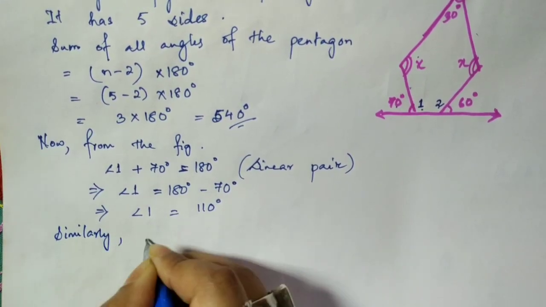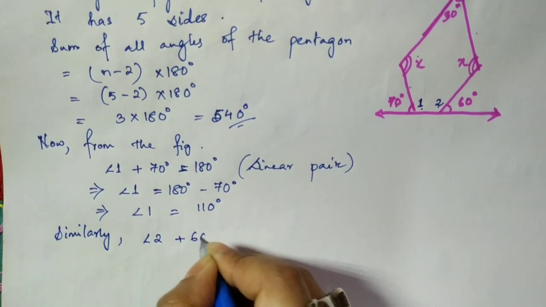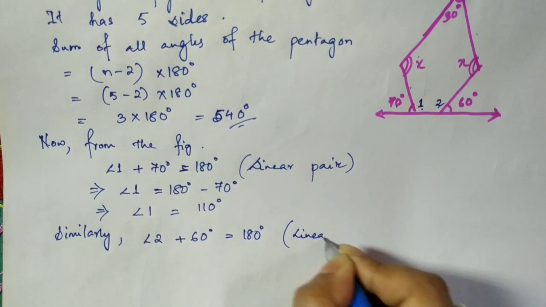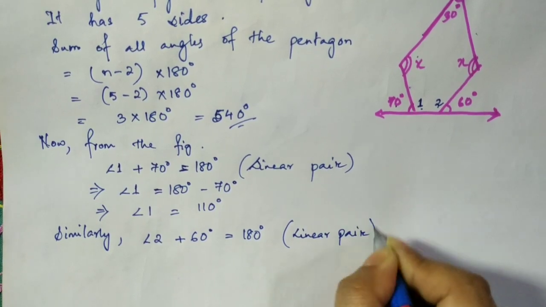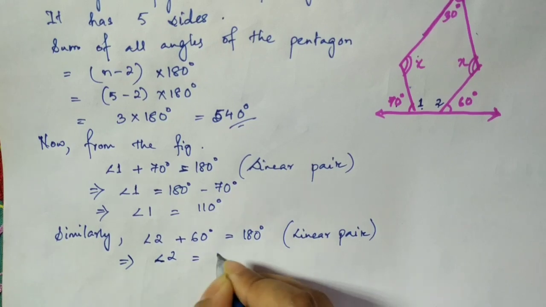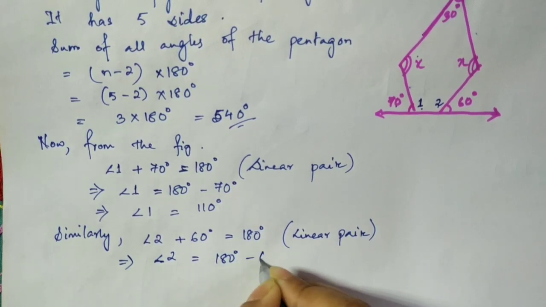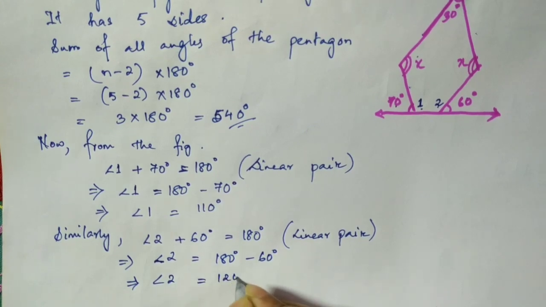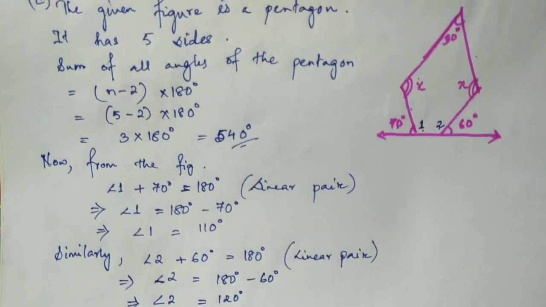Angle 2 plus 60 degrees is also equal to 180 degrees, the same condition, linear pair, right? So I'll solve this one again. Angle 2 is equal to 180 degrees minus 60 degrees. Angle 2 is equal to 120 degrees. Now I have both of these angle values.